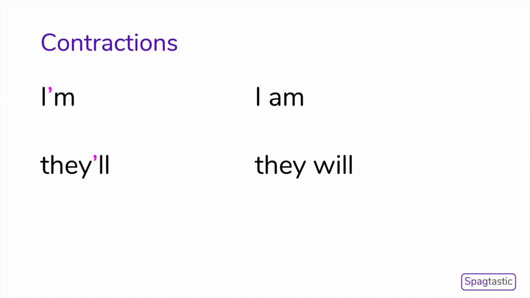Here we have some contracted words. The first word is I'm. Can you work out what the long form of the word would be? Why not pause the video and have a think for yourself? I'm is short for I am. The next word is they'll. What is they'll short for? Why not pause the video and have a think for yourself? They'll is short for they will.